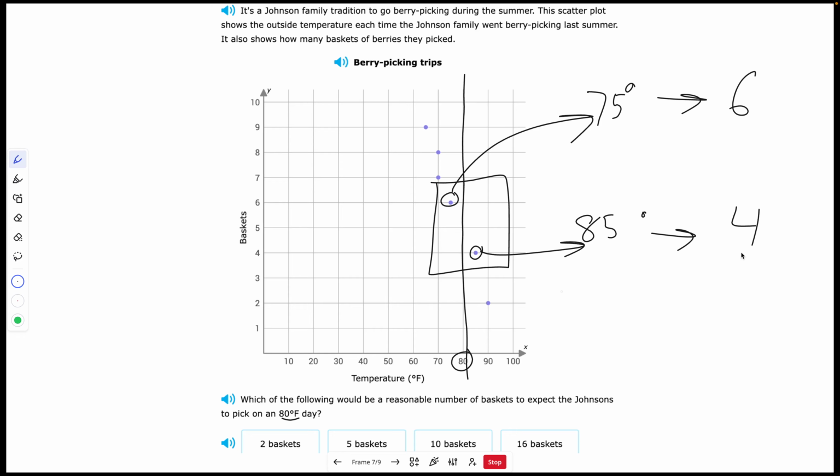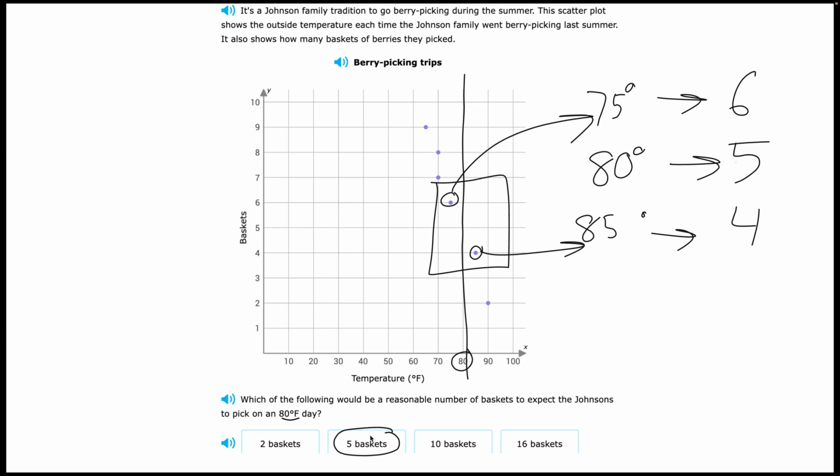Well, 80 degrees is between these two, so for 80 degrees, it should be somewhere between 6 and 4, so I guess it would be 5. And there is an answer of 5. All the other answers are either too big or too small. 2 baskets was on a 90-degree day. That's wrong. They never picked 10 baskets, and they definitely never picked 16 baskets. So every other number is way outside of our data.